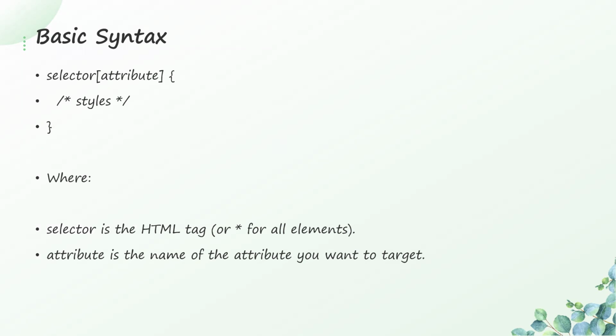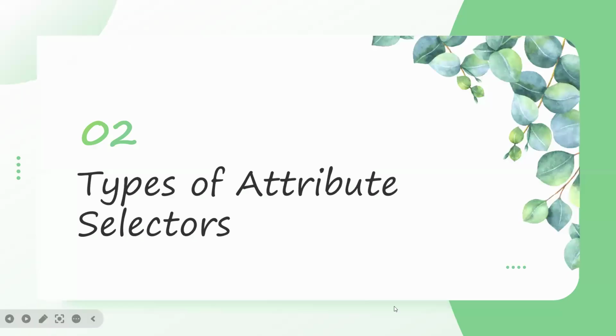So what is the syntax like? As simple as this: the selector, then the attribute, then you put in your CSS rules. The selector is the HTML tag, and you can use the star or the asterisk for all elements. So if I want to select all elements that have a particular attribute, I'm going to use the star, and then put in the attribute. The attribute is the name of the attribute you want to target. So let's see an example here.